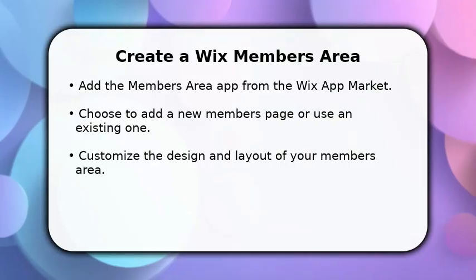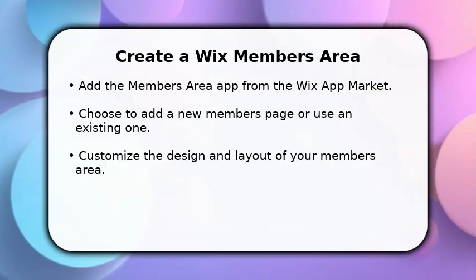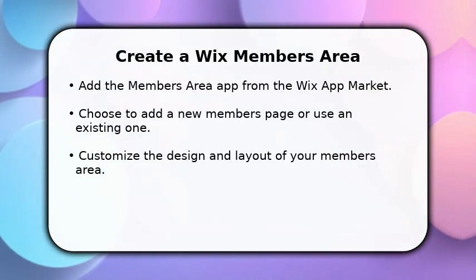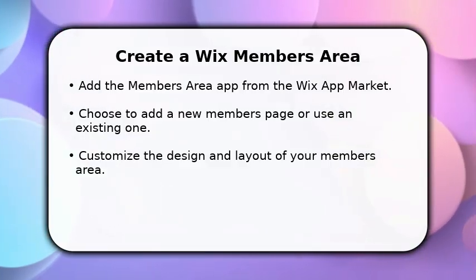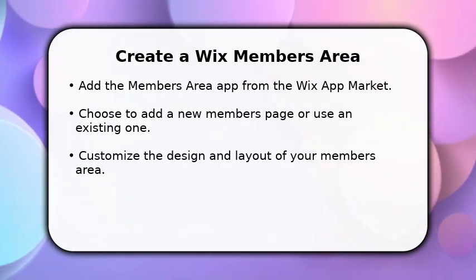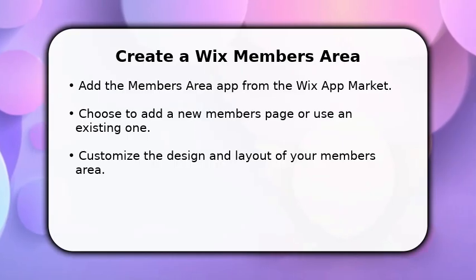Enjoy the video. In this video, I will explain how to create a members area on Wix. First, navigate to your Wix editor and locate the Add Apps icon on the left sidebar. Search for Wix members area and click to add it to your site. This essential step integrates the core functionality needed for member management.